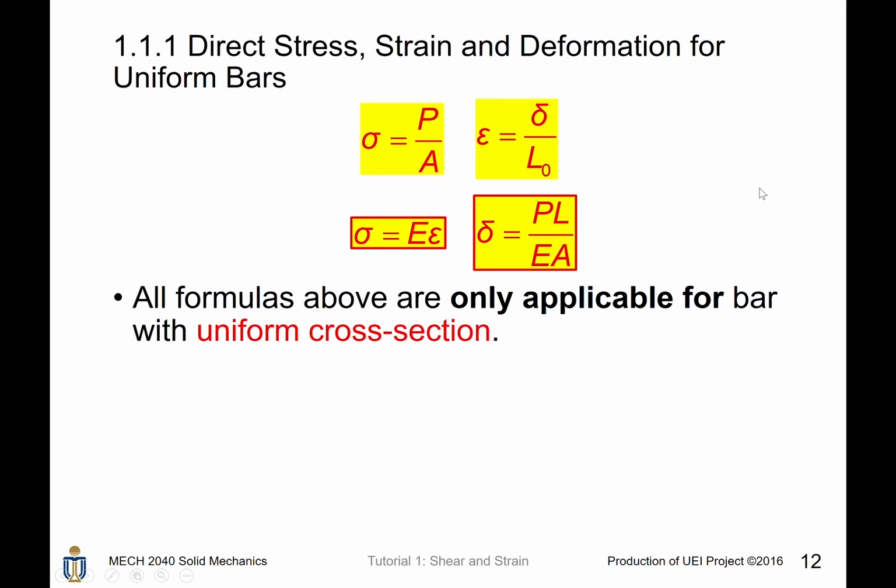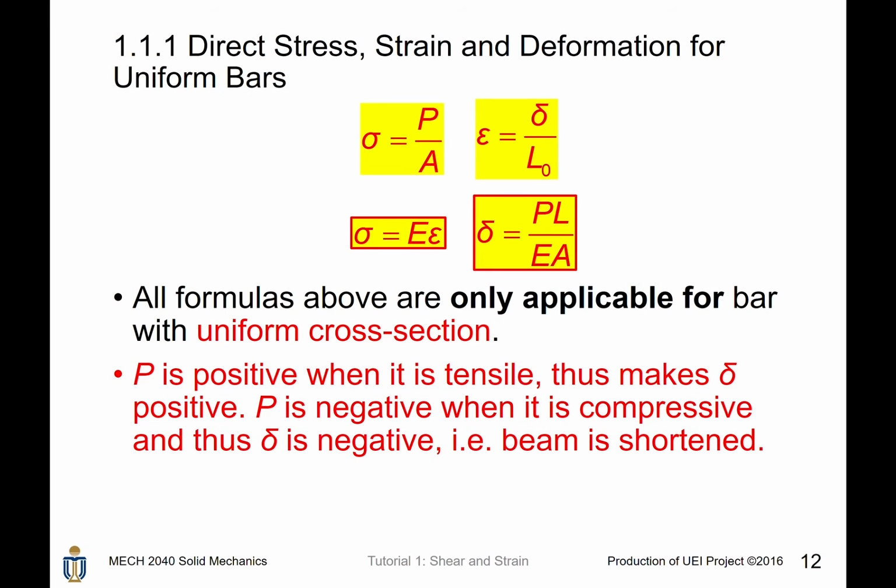So all those formulas are only applicable for a bar with uniform cross-section. As an important reminder, P can be either positive or negative. That means the deformation can be either positive or negative. Okay, so the beam can be elongated or shortened, depends on the loading conditions.